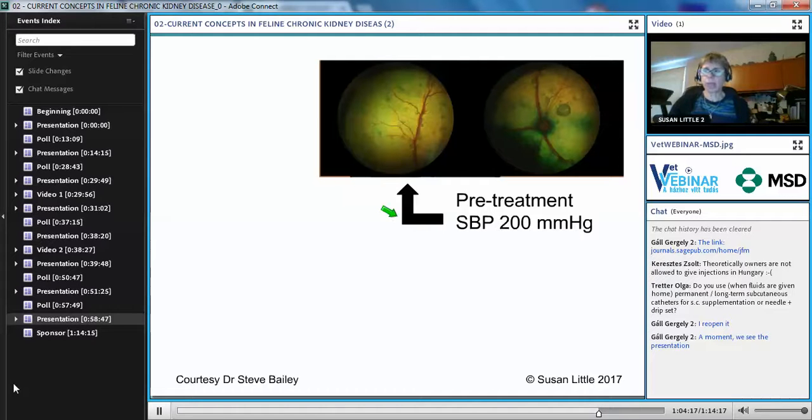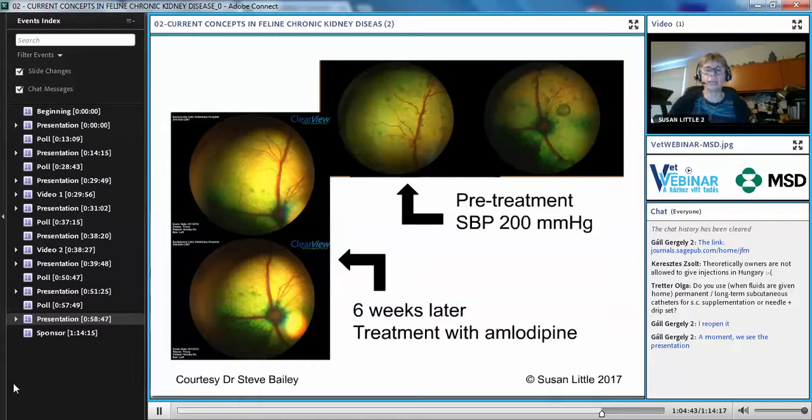So these are images of a cat with high blood pressure, a systolic blood pressure of 200, before treatment with amlodipine. And what you can see, let's see if I can show you here, in these pre-treatment images, the green arrow is pointing to those fine blood vessels and how they become a little bit twisted or a little bit tortuous. You can see it especially over here on this side. And we also can see a little bit of retinal edema in this image as well.